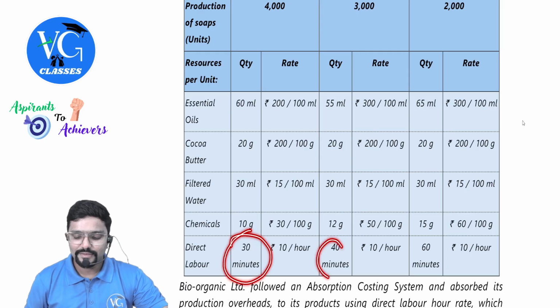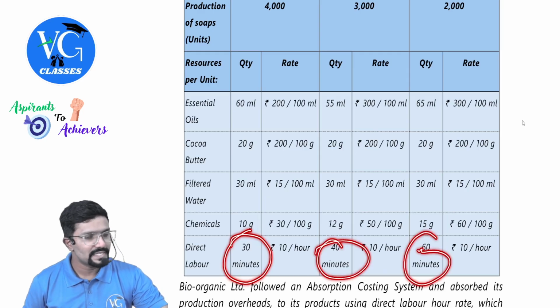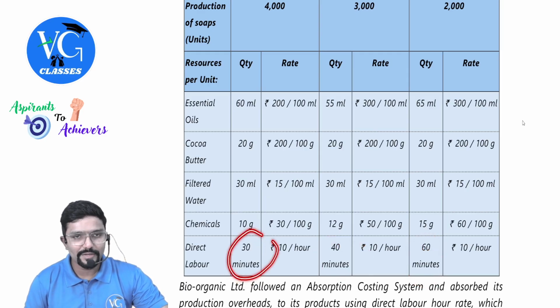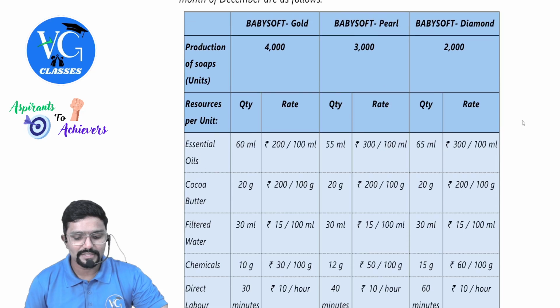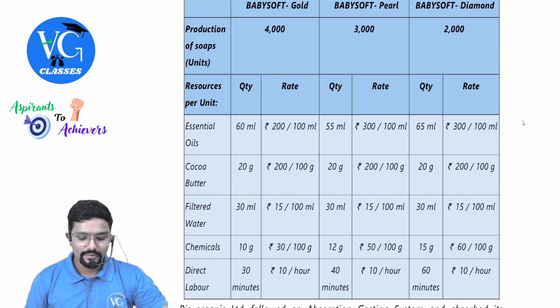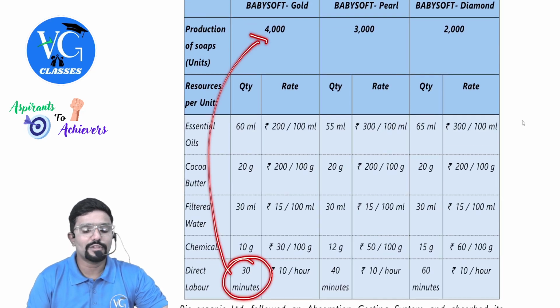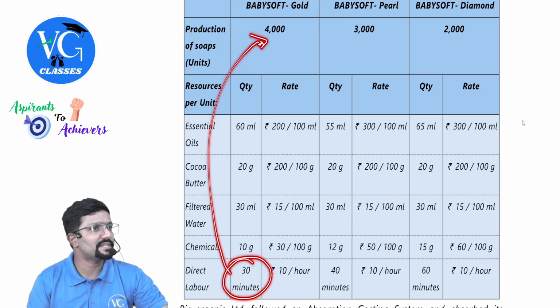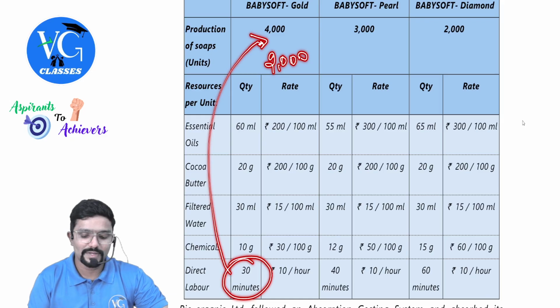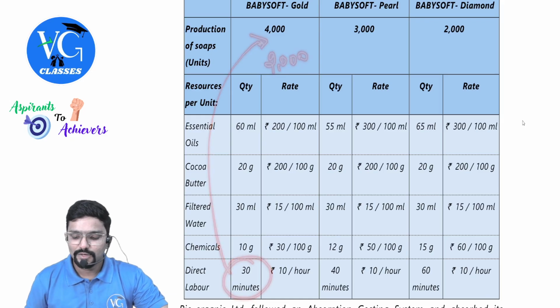Per unit they have given minutes. Listen. Per unit they have given minutes. Can we calculate total minutes? Yes. I will tell for gold. 30 minutes into 4,000. You will get total minutes. Divided by 60 minutes, 2,000 hours. Same way for furlough.